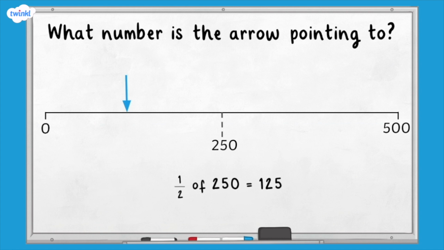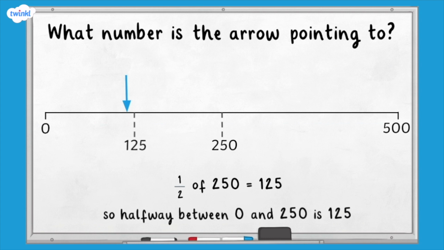Half of 250 is 125, so halfway between 0 and 250 is 125. We can mark the approximate position on our number line. Now we can see that the number marked by the arrow is between 0 and 125 and is very close to 125. A good estimate would be between 115 and 125.